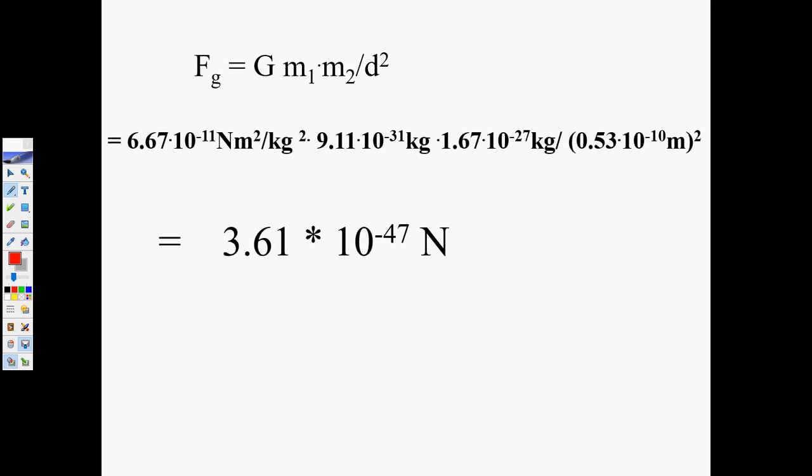The magnitude of the force is 3.61 times 10 to the negative 47th newtons. Now I should have probably rounded that to 2 sig figs because the distance given was only 2 sig figs. So a little bit of sloppiness with my sig figs. So that's kind of a small force, 10 to the negative 47th.